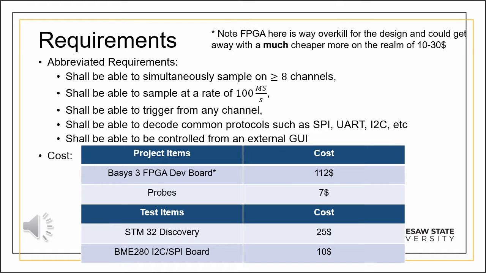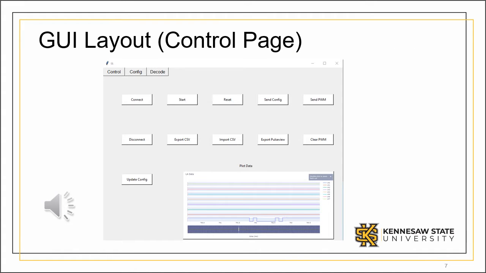The control page has 12 buttons with different functions. The connect button does exactly what it sounds like. It connects the GUI to the logic analyzer. The start button starts taking the data from the logic analyzer. The reset button resets all previous configurations to default values. The send configuration button sends the configurations based on what's in the config window.